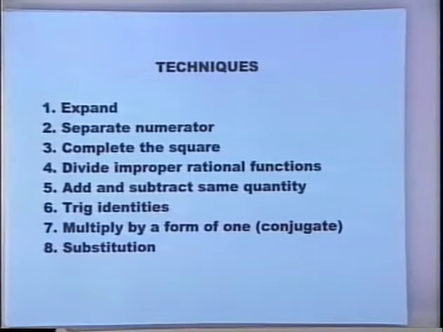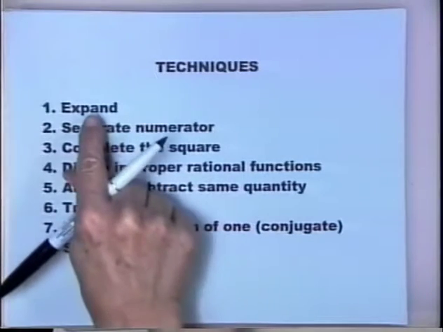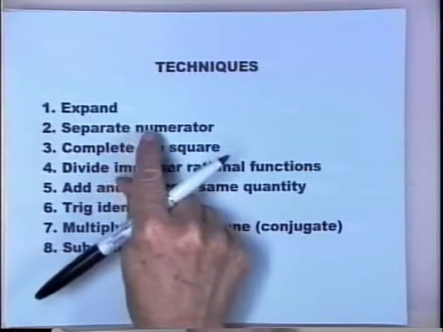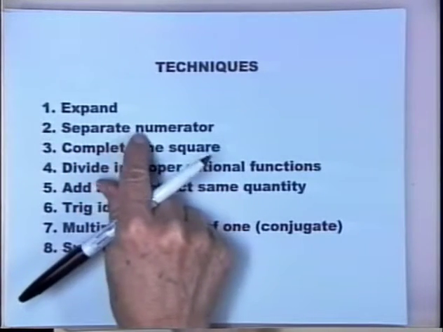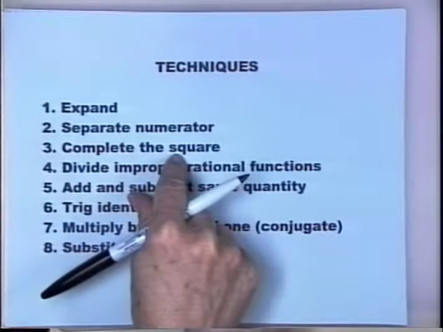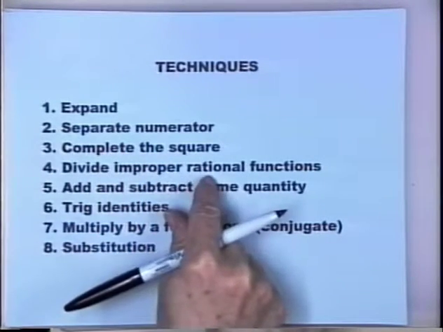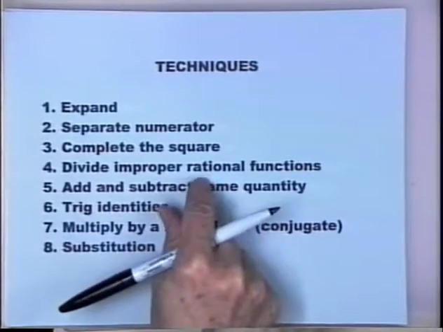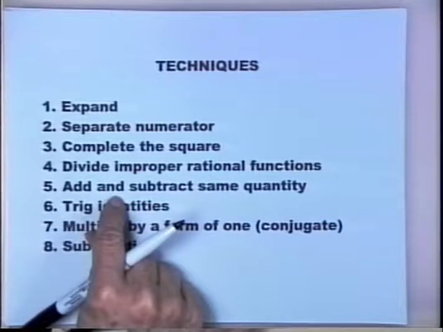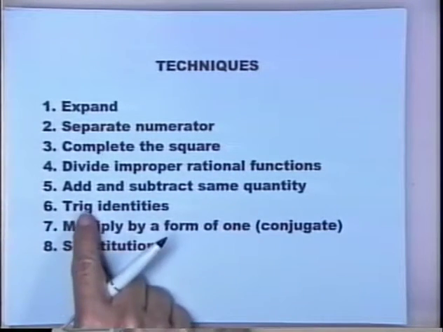Here's a list of some things to think about. Expand, basically that means to multiply out. That's what we just did on the previous example. Separate numerators. We did that a little while ago on one of our examples. Complete the square. We've done that. Divide improper rational functions. We've done that. Add and subtract the same quantity. We've not done that yet, but I will do an example in a second where we will do that, and I'll illustrate it. Use trig identities.